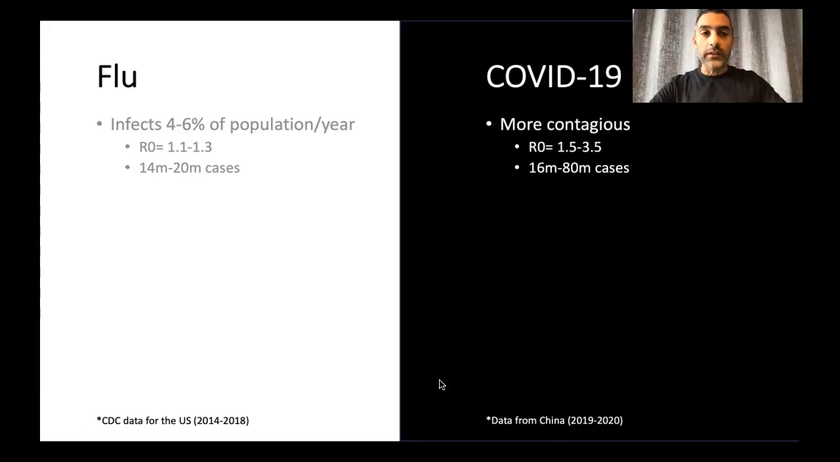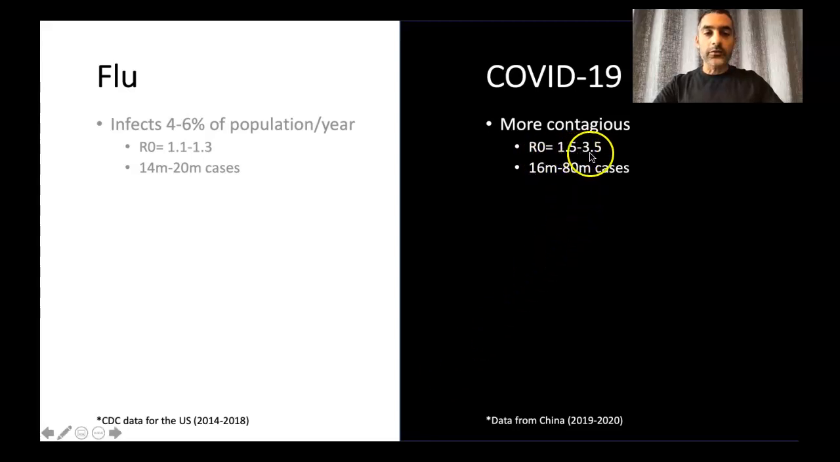Let's compare that to COVID-19. COVID-19 is more contagious, with all the data that we have thus far suggesting it has an R0 of 1.5 to 3.5. In other words, if I have COVID-19, I'm liable to give it to 1.5 to 3.5 other people. The caveat for the COVID-19 column on the right side is that all of this data comes from mainland China, which has a lot of ecological, environmental, social, cultural, economic, and other differences compared to the United States. That is a big caveat with this data.